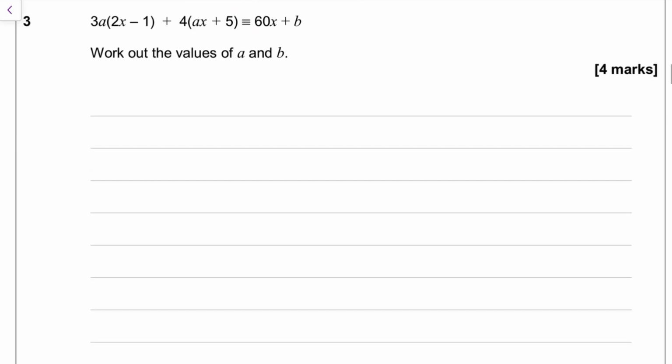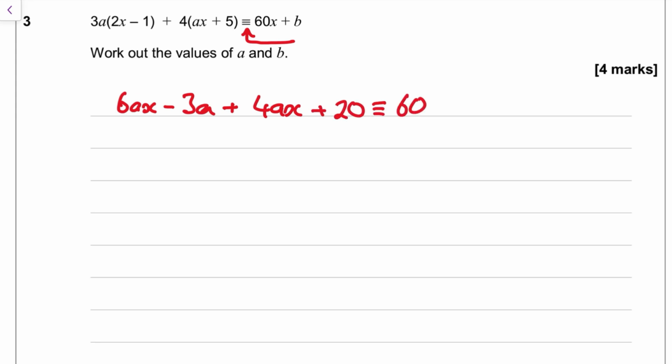Next question. Question 3, 4 marks. Okay, so this is an identity question, which means for all values of x, the thing on the left is equal to the thing on the right. So I'm going to do this by just expanding. So if I expand this, I've got 6ax minus 3a plus 4ax plus 20 is equivalent to, not equal to, 60x plus b.